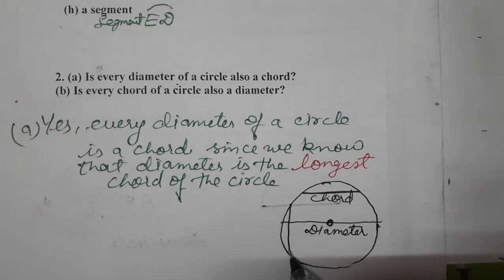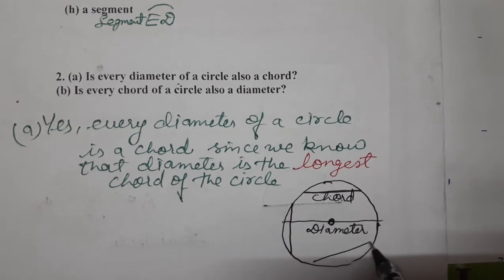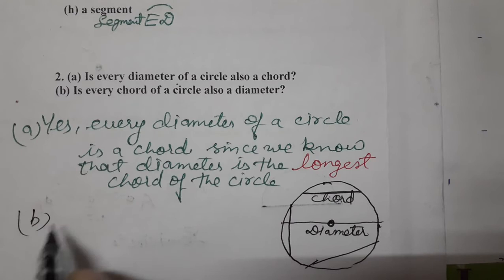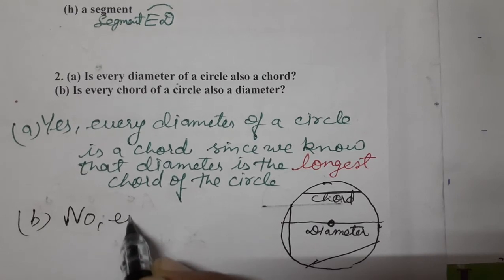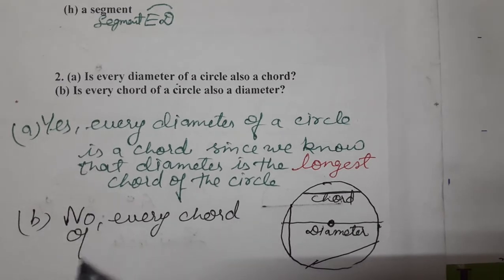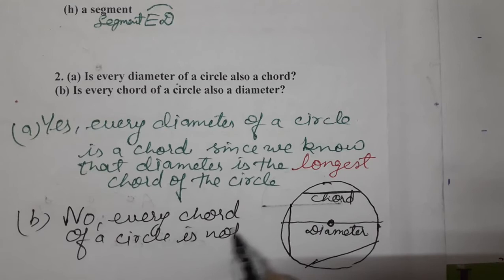This is one more chord I am making. This one is also a chord. So there are so many chords which do not pass through the center. So are they diameters? No. So we'll write no. Every chord of a circle is not a diameter.